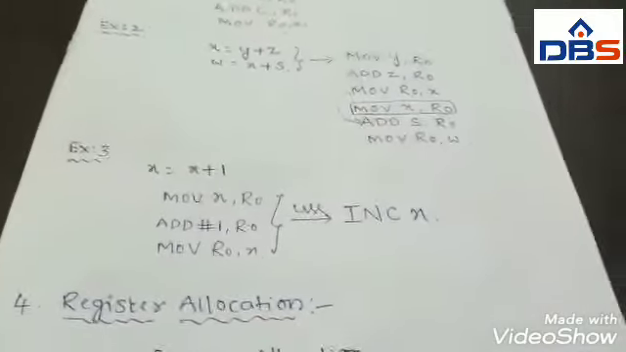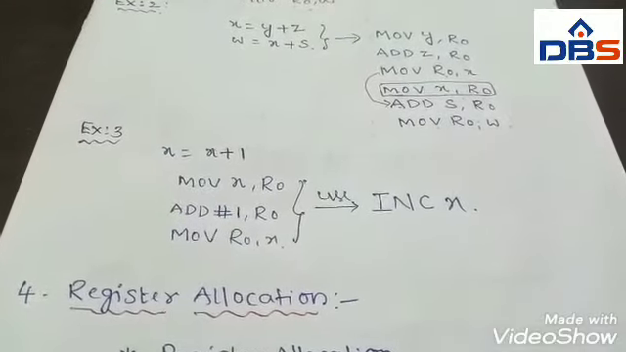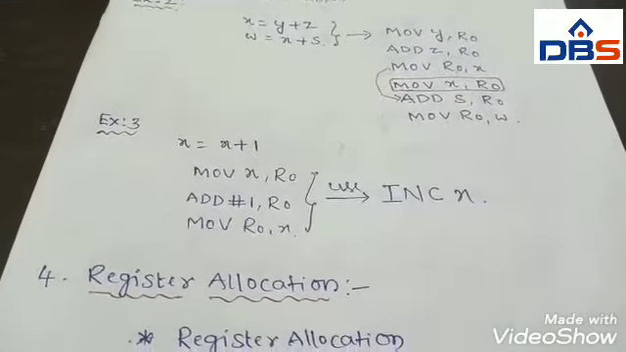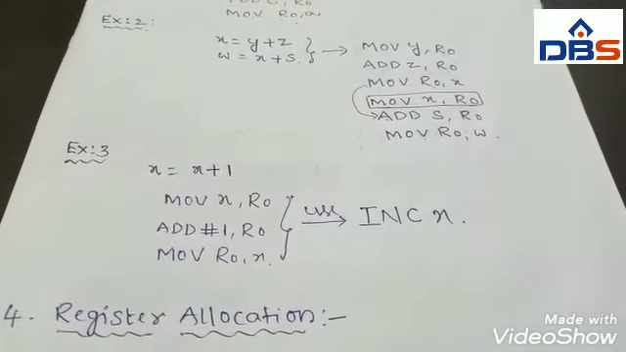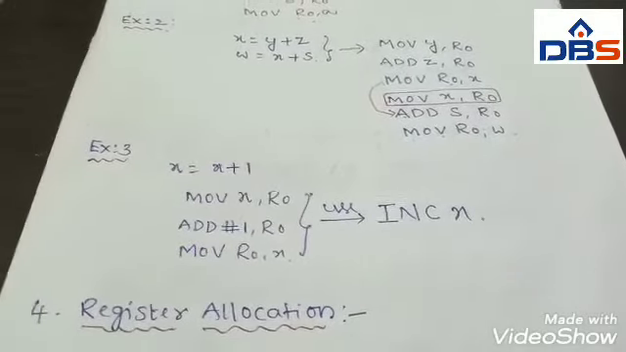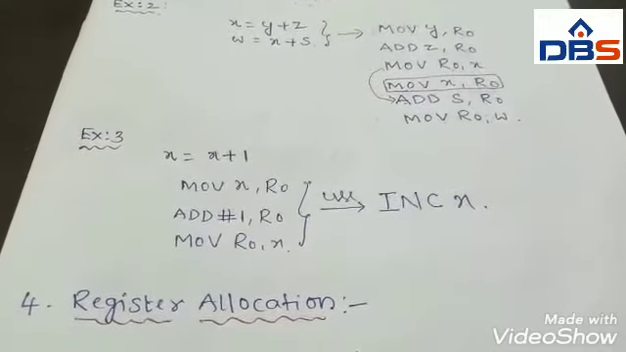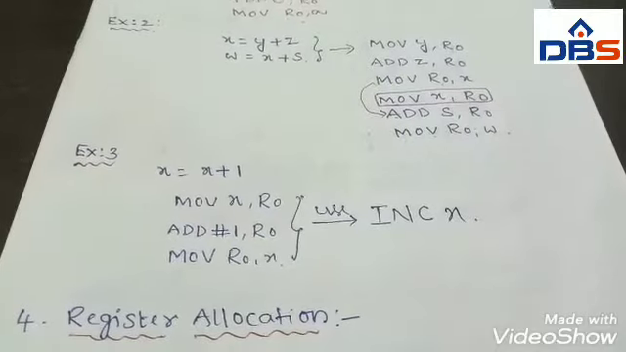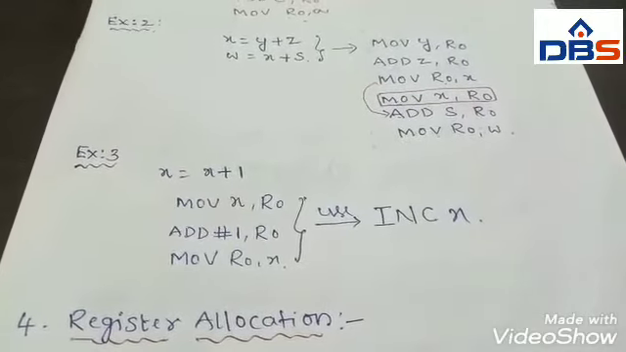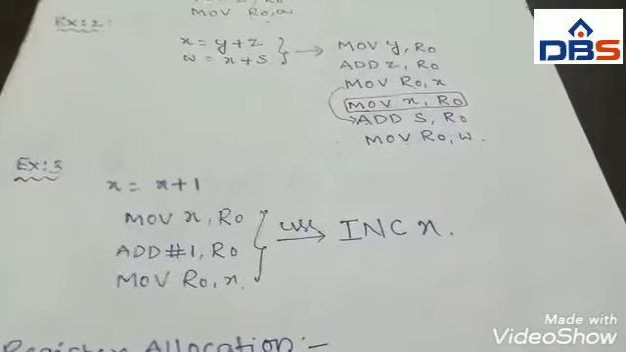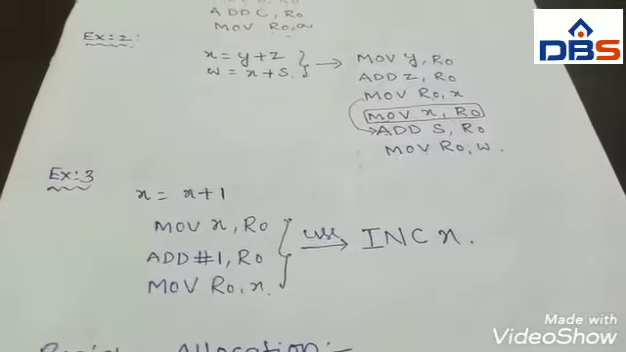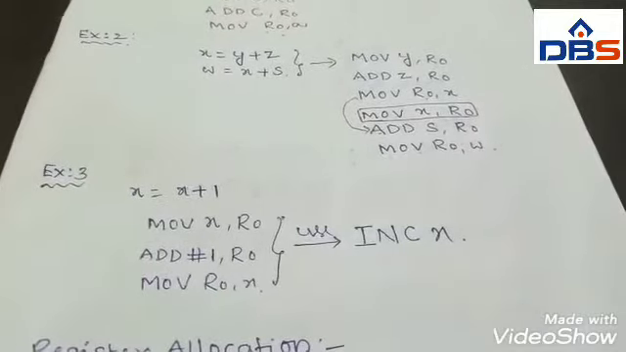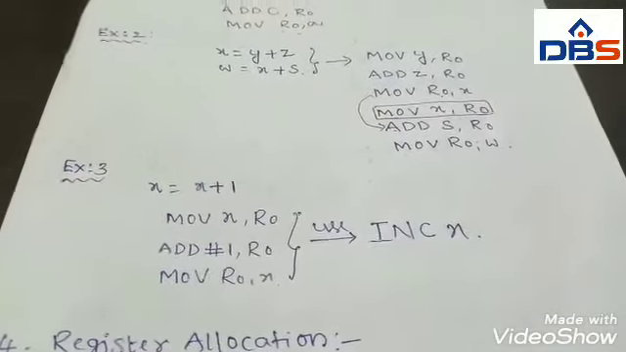Next we take one more example, that is x equal to x plus 1. If you write this sequence: move x comma R0, then add hash 1 comma R0, because it is the immediate addressing mode, then move R0 comma x. Instead of these 3 statements, if our machine has an increment instruction, then we use inc x, so that the number of instructions is reduced. So instruction selection is an important criterion in code generation.